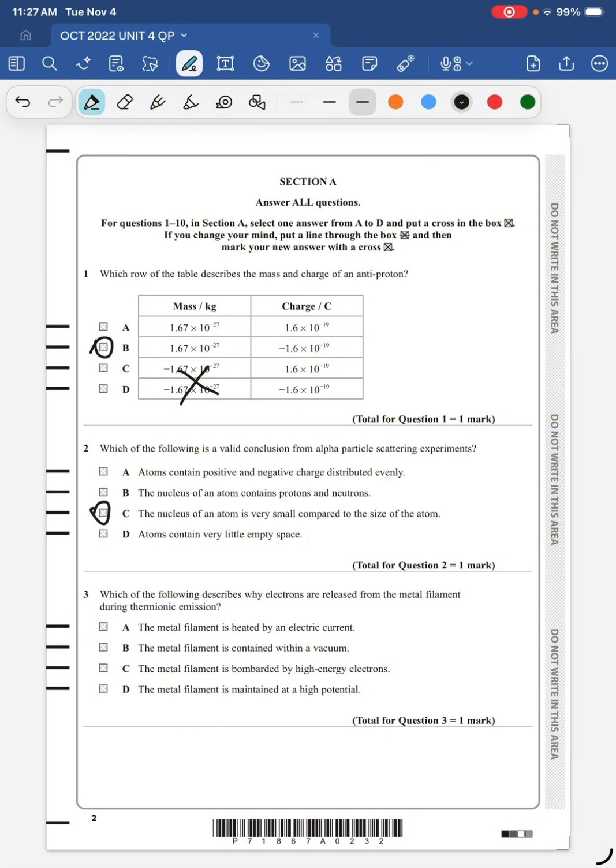Question 3. Which of the following describes why electrons are released from the metal filament during thermionic emission? Option A, the metal filament is heated by an electric current. That sounds good. B, the metal filament is contained within a vacuum. Doesn't play any role. Option C, the metal filament is bombarded by high energy electrons. No. And option D, the metal filament is maintained at a high potential. That's not necessary. So A is the correct answer.